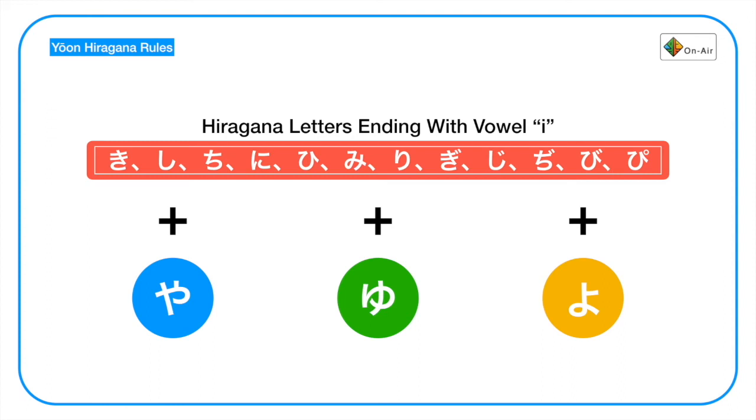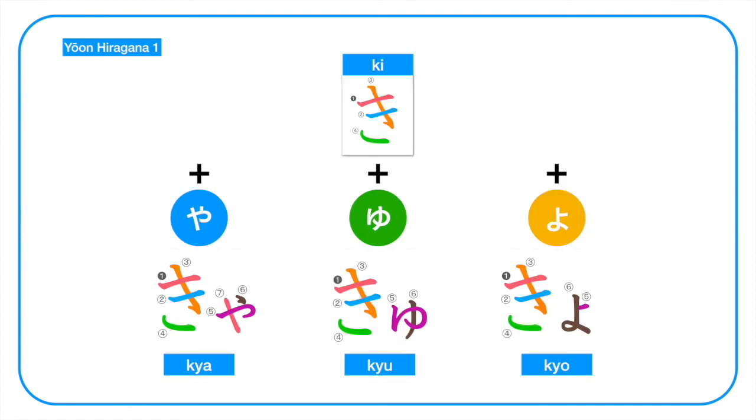The only thing you need to pay attention to is the pronunciation, as many of the pronunciations we don't really have an equivalent counterpart in the English language. The first group, we have ki plus ya, yu, yo. If you notice, when we write the combo hiragana or the yo-on, we have to write the first hiragana bigger and the second ya, yu, yo smaller or half-sized. And we have to pronounce them together. Instead of kiya, we pronounce it as kya. Kiyu becomes kyu. Kiyo becomes kyo. Kya, kyu, kyo.